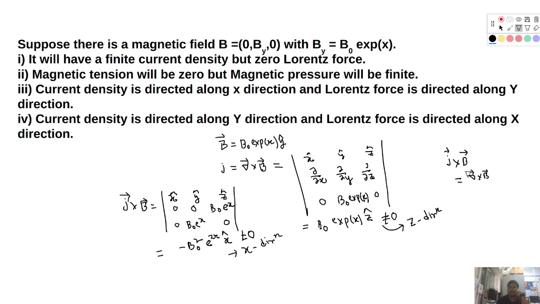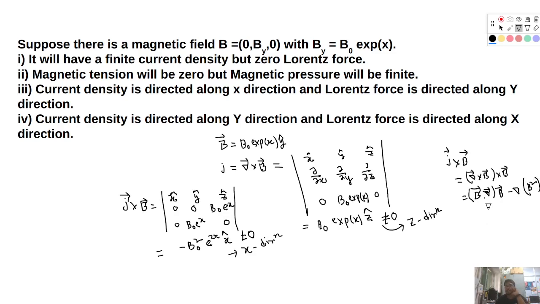curl of B cross B, right? So if you try to find out, you will have two components here. One is magnetic tension, the other is magnetic pressure. So one should be like B dot grad B, and another will depend on B square, and there should be some mu also. So this one is your magnetic pressure, this one is your magnetic tension.